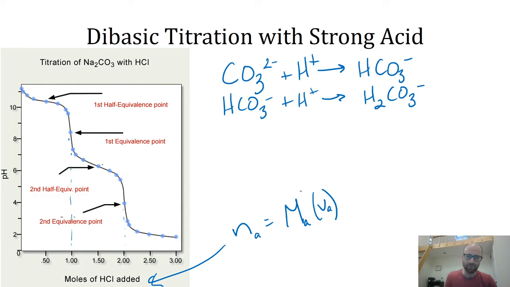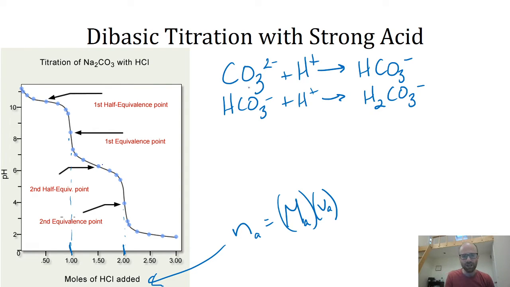And so since the molarity of the acid that's added is a constant, you could just as easily have made your x-axis volume, and the curve would look exactly the same. It would have the same shape and the same general features. This means that, well, technically it means that the amount of volume you need to get from the first equivalence point to the second equivalence point is equal to the amount of volume you need to get to the first equivalence point in the first place.